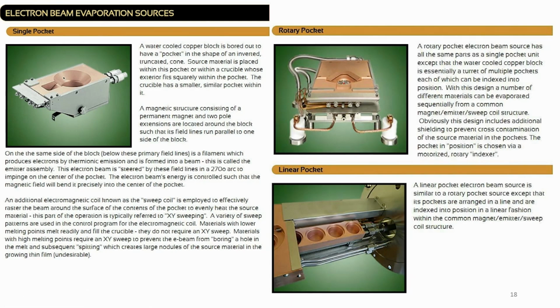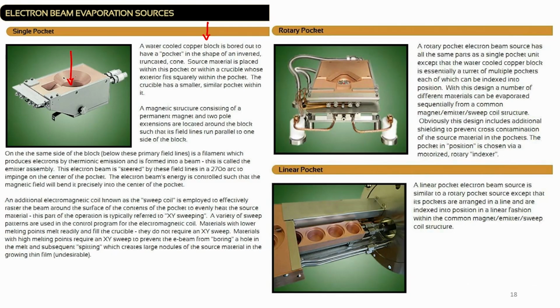A single pocket is a water cooled copper block bored out to have a pocket in the shape of an inverted truncated cone. Source material is placed within this pocket or within a crucible whose exterior fits squarely within the pocket. The crucible has a smaller similar pocket within it. A magnet structure consisting of a permanent magnet and two pole extensions is located around the block such that its fields run parallel to one of the side blocks.